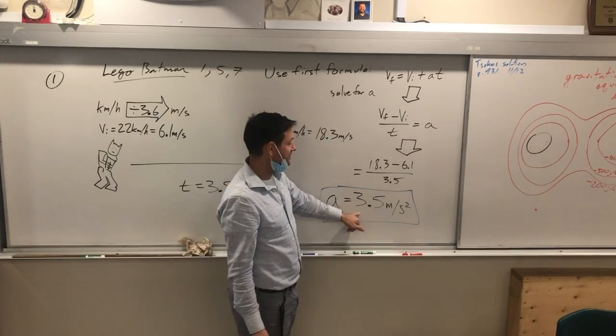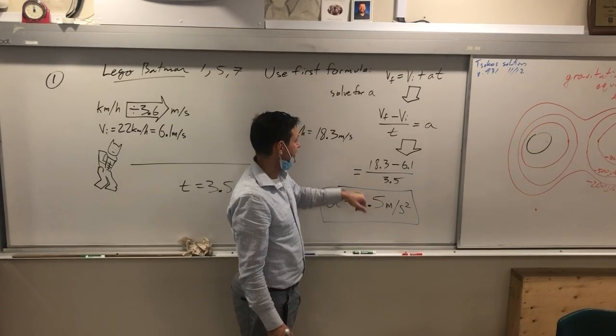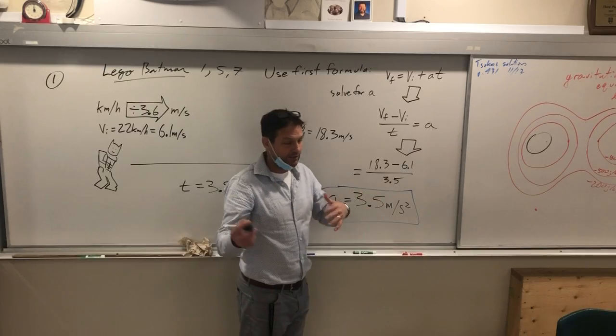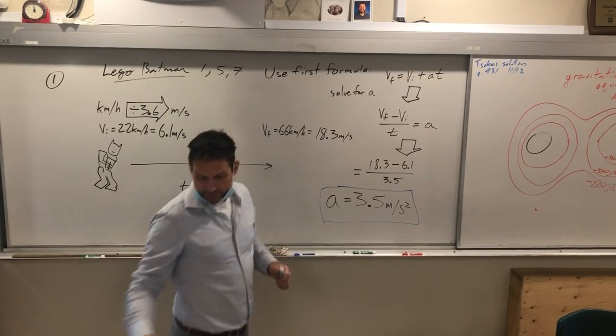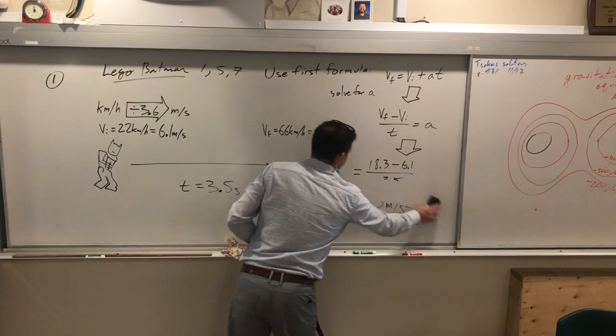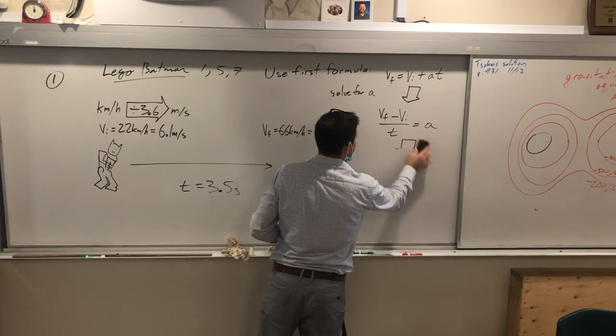It's coincidence that that number is the same as the time. I didn't mean for it to be, it just is. Okay, that's number 1. Now number 5 is the cannon with Curious George, right?